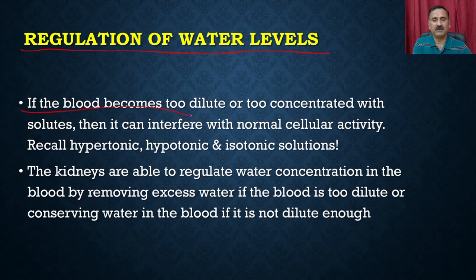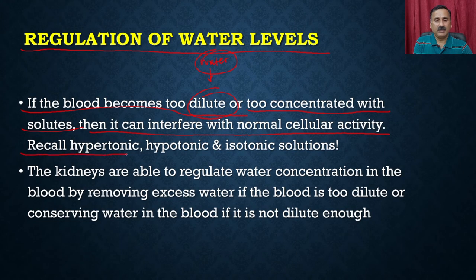If the blood becomes too dilute, which means you have a large quantity of water, or it becomes too concentrated with solute, then it can interfere with normal cellular activities, right? Because it is going to change the osmolarity. And once you change the osmolarity, most of the biological enzymes are going to be affected. You can recall the hypertonic, hypotonic and isotonic solutions, right? And you always want the body to maintain an isotonic solution.